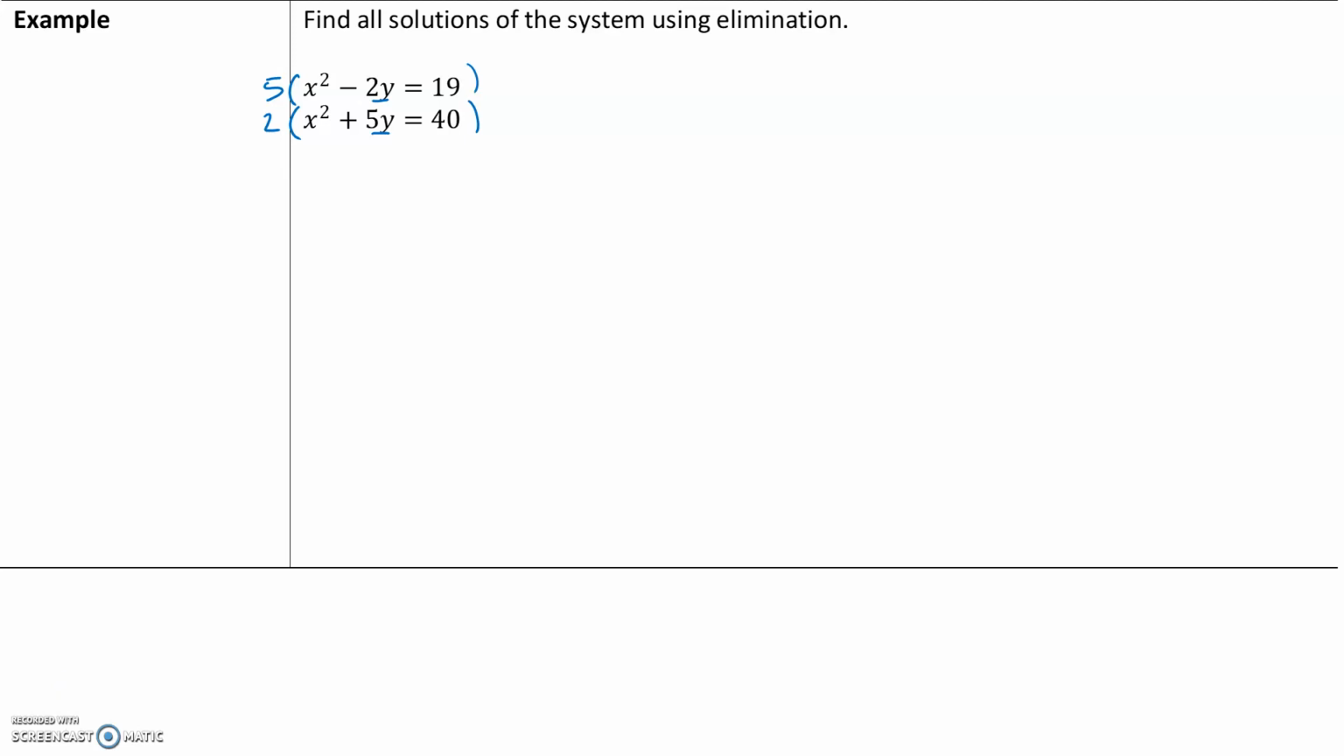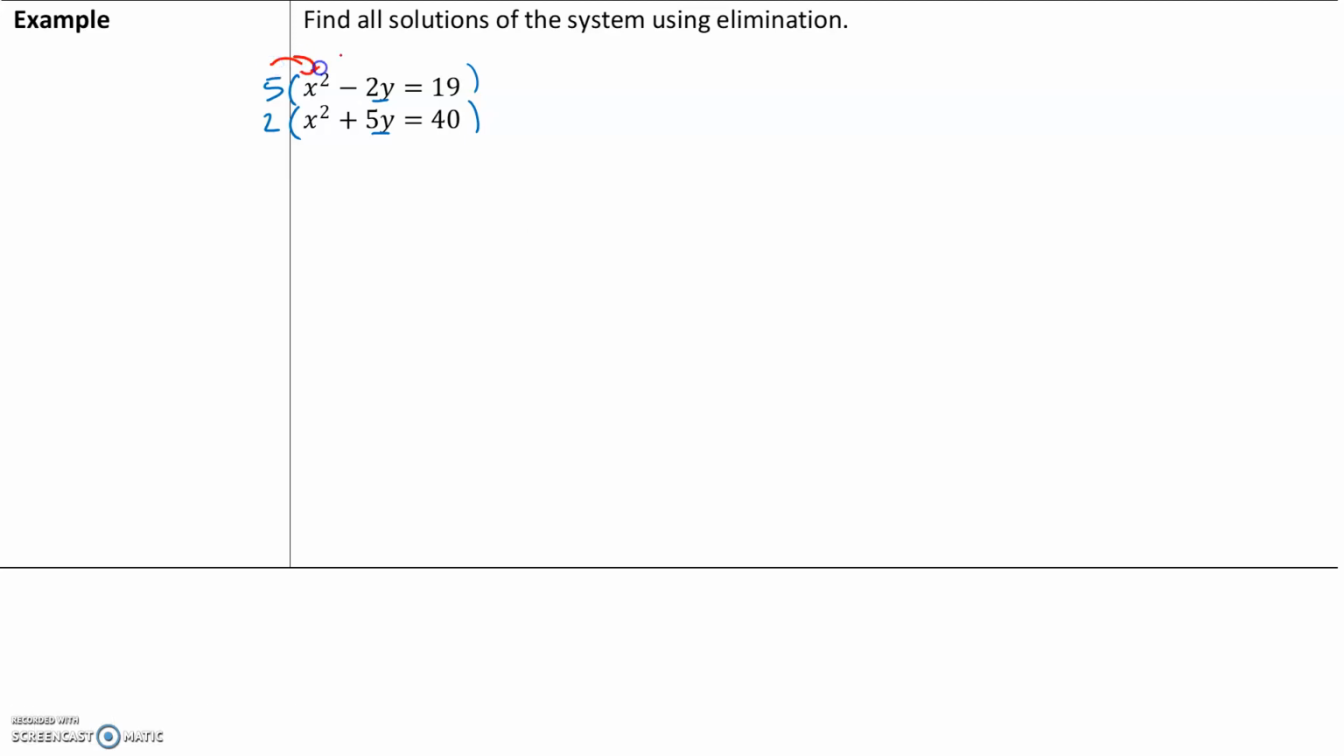So to answer that question, I look at the signs. If they're the same, then I need a negative to change one of the signs. But if they're already different, if I already have a negative and a positive, then I don't need one of these to be negatives. So I'm just going to multiply by a 5 and a 2. It's kind of like finding a common denominator. I want to make them both into a 10.